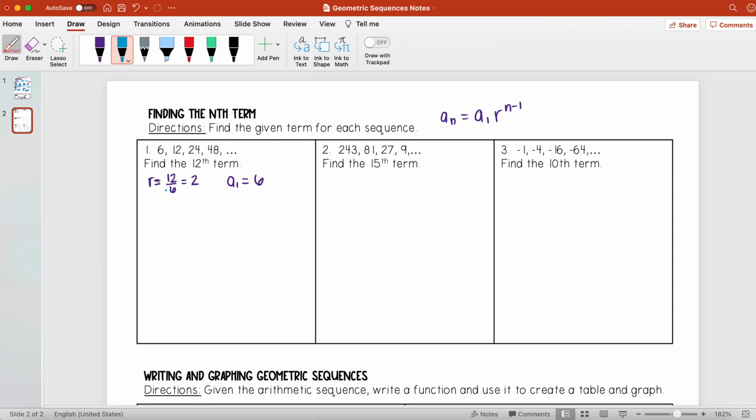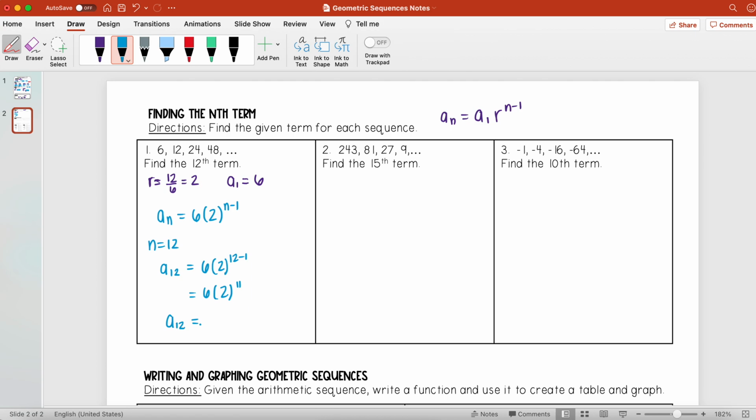So I'm going to go ahead and plug all of this in for my explicit formula. So A_n is equal to A_1, which is 6, times R, which is 2, to the n minus 1. But it's wanting me to find my 12th term, so that means that n is equal to 12. So now I'm going to plug in 12 wherever I see an n. So I have A_12 is equal to 6 times 2 to the 12 minus 1, which is equal to 6 times 2 to the 11th.